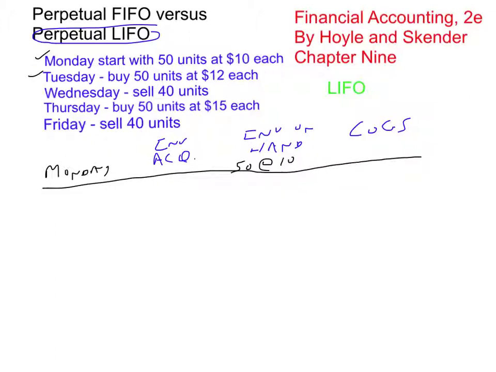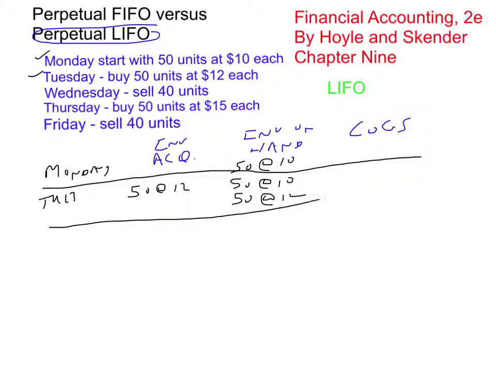Tuesday, you buy 50 more units at $12 a piece. So come over here for Tuesday. We acquire 50 units at $12 a piece. What do we have now? 50 at 10 and 50 at 12. Notice that for FIFO and LIFO, until you start selling goods, they're going to look exactly alike. So the key day is going to be Wednesday, because on Wednesday you sell 40 units.